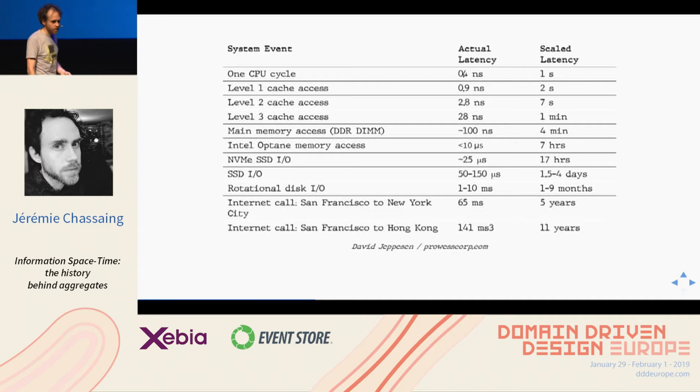So main memory is farther than level 1 cache access. And once you start to be on disk, it's 1.5 to 4 days. For most processes, it's okay. But it starts to be bigger. And when you start to make an internet call, 5 years, 11 years. Oh, that's long. That's very far.